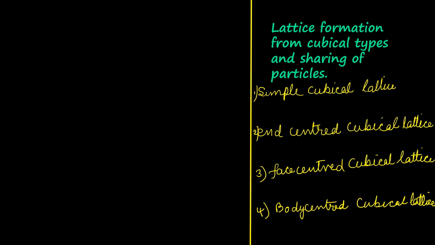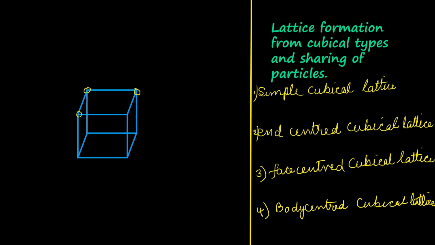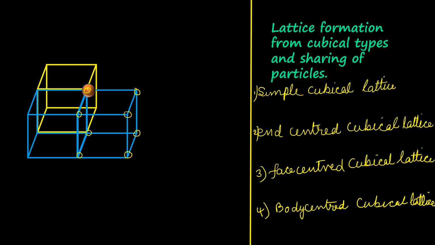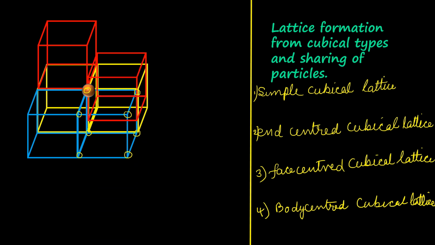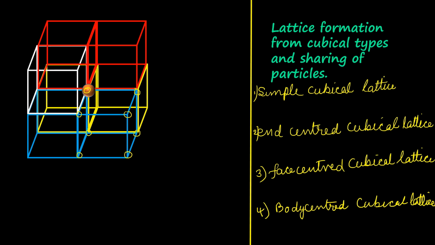Each type of cubical lattice is formed from the corresponding basic types of unit cells. Lattice means 3-dimensional arrangement. First we will take up simple cubical lattice. This is the first cell. We will consider one particle at a particular corner and see how it is shared when the lattice is formed. Second cell, another cell behind the second cell, fourth one behind the first cell, fifth one above the third, sixth one above the fourth, seventh one above the second and eighth one above the first.